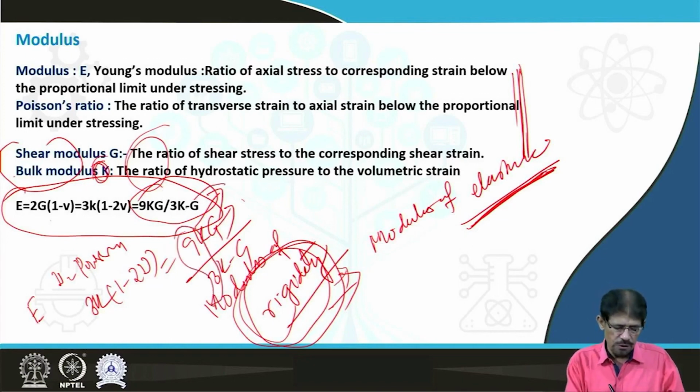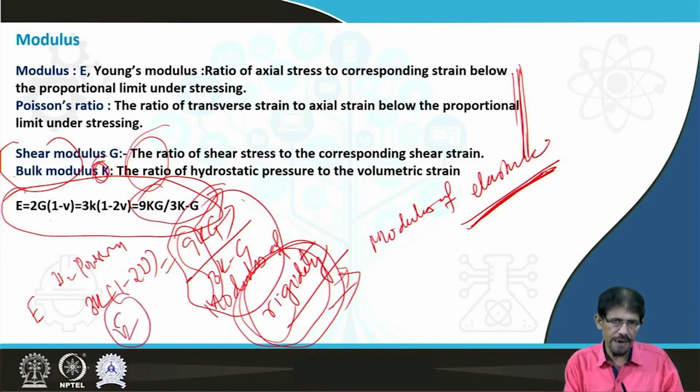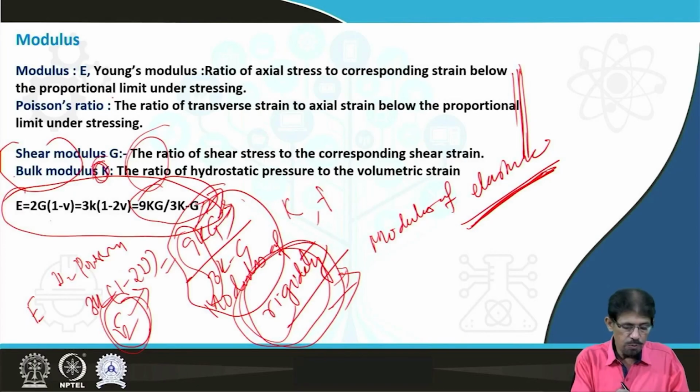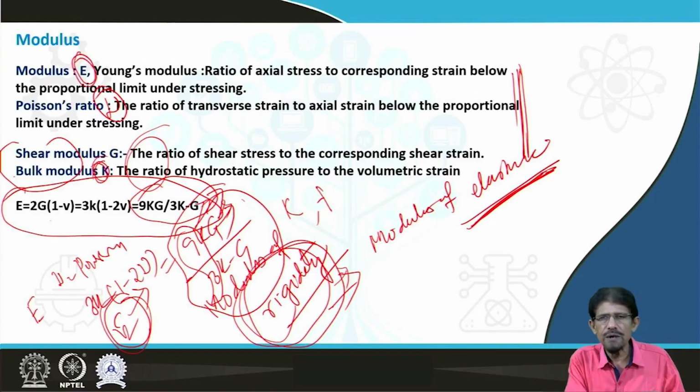So in this way we are able to estimate technically some numerical values for this E if we know this K and G, or if we are able to know K and this Poisson's ratio nu. This Poisson's ratio we are representing by this nu term, and this modulus of elasticity by E term.